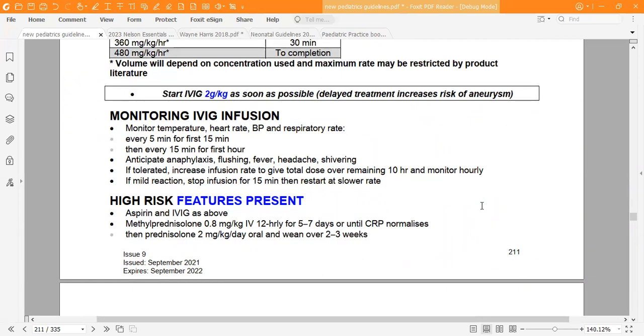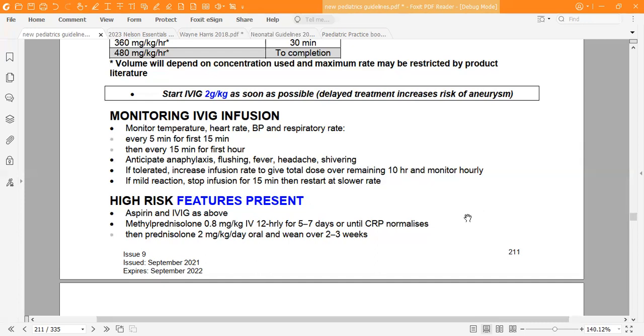High risk features present. Okay, if we have a child or patient with high risk features, we will start aspirin and IVIG as above. We will add methylprednisolone 0.8 milligram per kg IV 12 hourly for 5 to 7 days or until CRP normalized. Then prednisolone 2 milligram per kg per day, oral, and wean over 2 to 3 weeks.